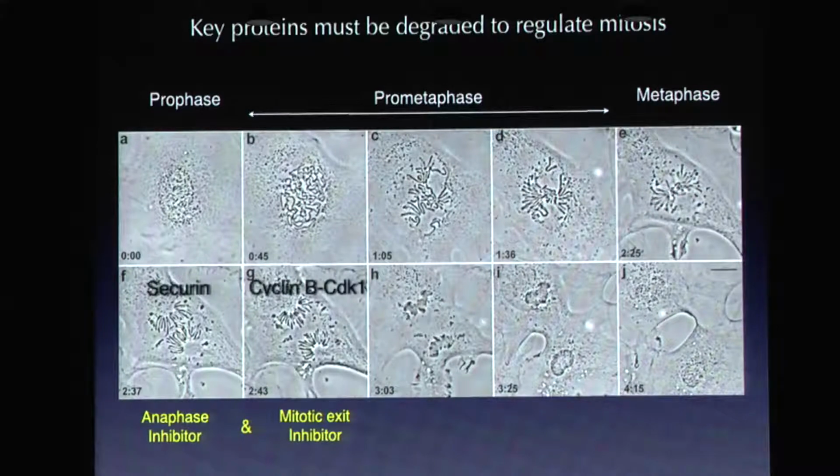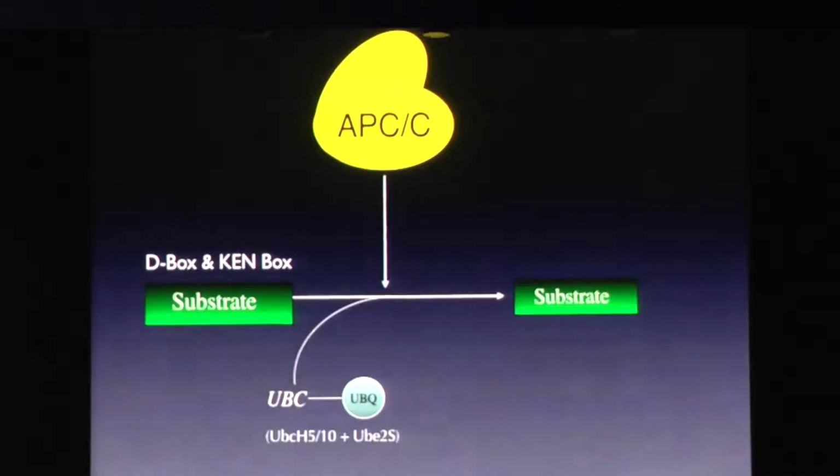And those two proteins, the inhibitor of the protease is called securin, and the inhibitor of cytokinesis and mitotic exit is the major mitotic cyclin CDK, cyclin B1. So the cell regulates the stability of these two proteins according to the behavior of the chromosomes. The way in which those proteins are targeted for destruction is through ubiquitin-mediated proteolysis.